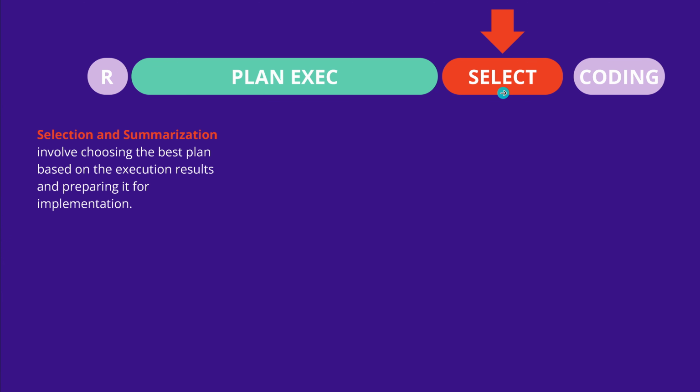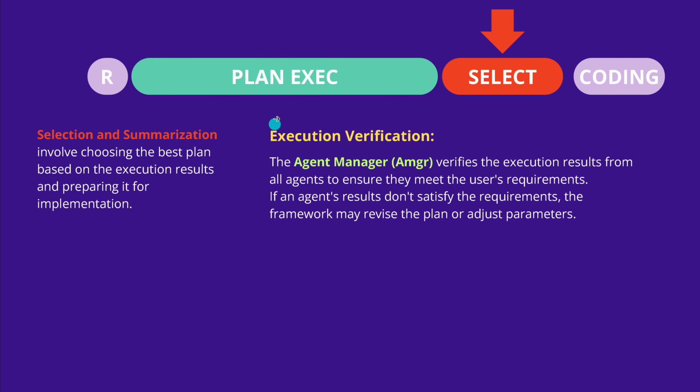Let's go now for this select. What is it? Selection and summarization. This involves choosing the best plan based on the simulated execution result and preparing now this best plan in detail for the real-world implementation in the coding phase. Sounds easy, no? So let's start with the execution verification.